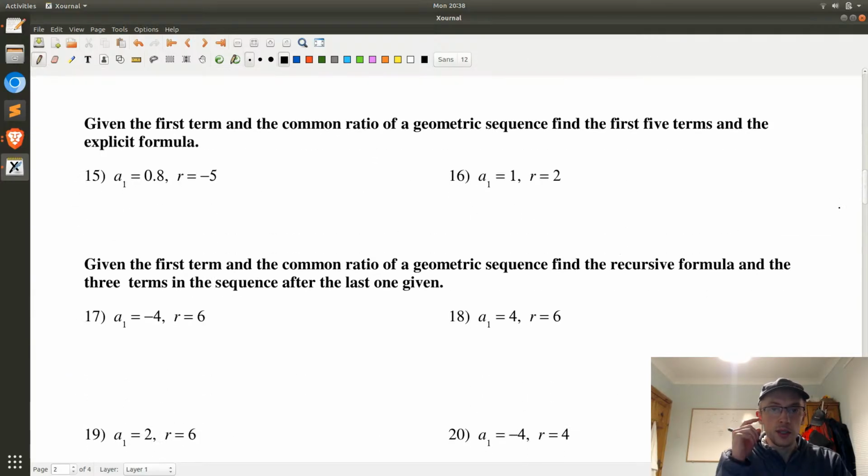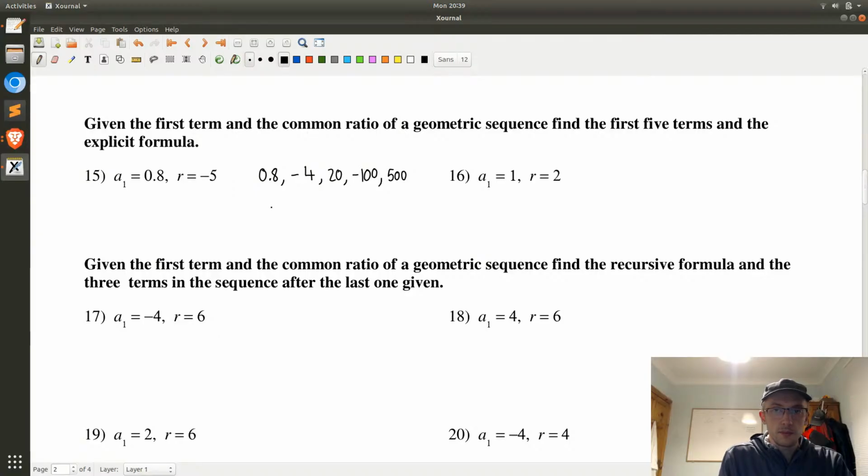Given the first term and the common ratio of a geometric sequence, find the first 5 terms and the explicit formula. Great. So the first 5 terms: 0.8, then comes -4, then 20, then -100, then comes 500.